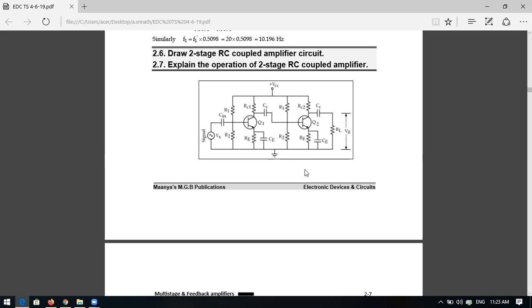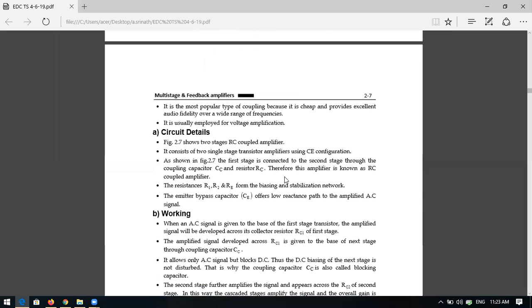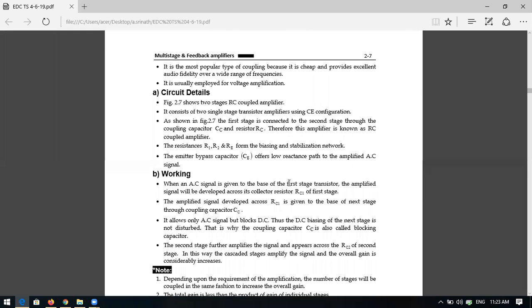Because you have two stages, stage 1 and stage 2. The input signal, which is an AC signal, is connected to stage 1 and the output is taken at the load resistor here. If you see the circuit details, it is a two-stage RC coupled amplifier and it consists of two series-stage transistor amplifiers using CE configuration. The first stage is connected to the second stage through the coupling capacitor CC and a resistor RC. What is RC? It is the collector resistance. Therefore, this amplifier is known as an RC coupled amplifier.